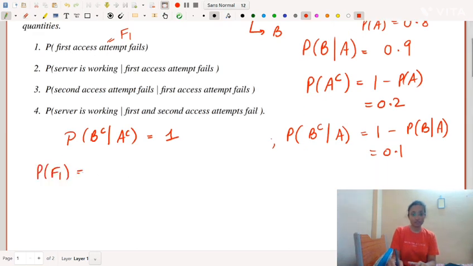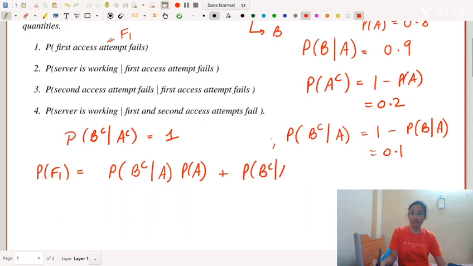Probability of F1, the first attempt failing, is probability of attempt failing given server is working into probability of A, plus probability of failing given server is not working and probability of server not working. In this I have used the total law of probability and the multiplication theorem. Here F1 is the same as B complement because we are in the first attempt only.